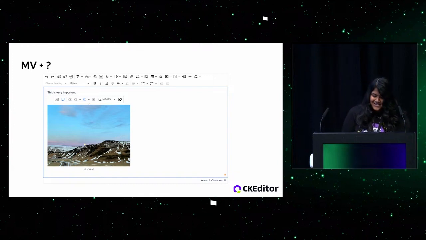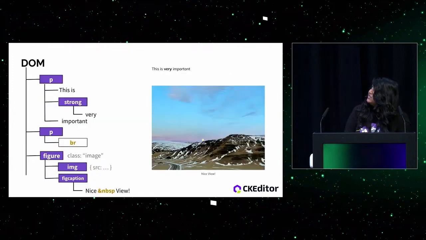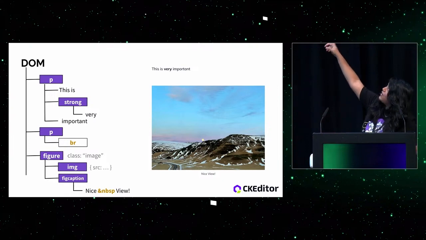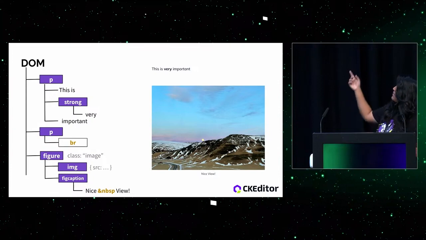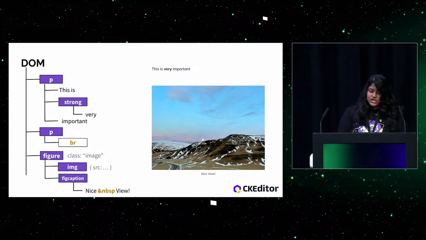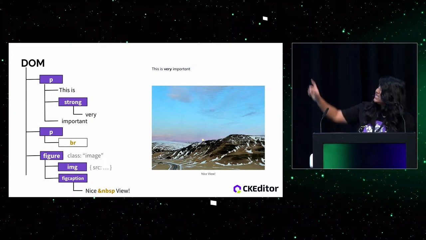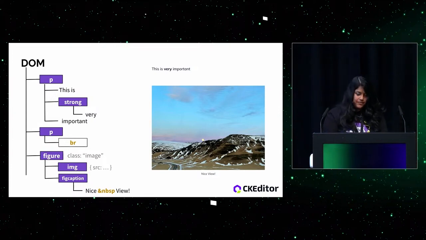So it's pretty great. So how is this represented in the DOM? I think most of us here are pretty familiar with how this would be represented in the DOM. You have something like, "this is very important." The "very" is in bold, so you can see that. Then, of course, you have a space between the image and the text. And then the image itself is represented as a figure with a caption, "nice view." Pretty straightforward. This is the DOM representation. But how is this represented in the model?